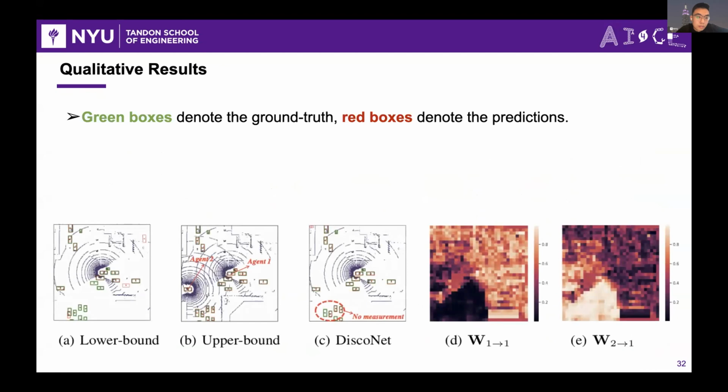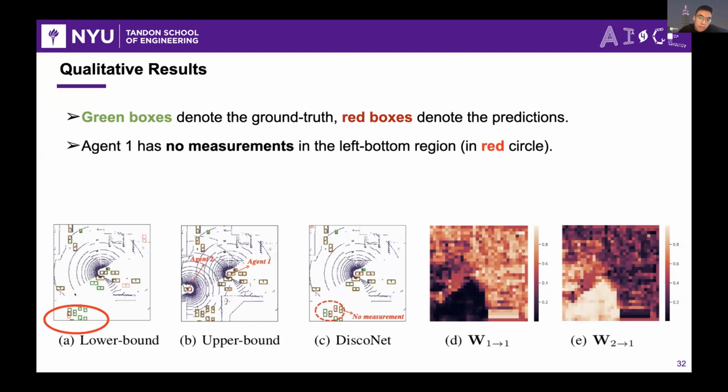And here is something interesting for the qualitative results. You can see that in this figure, the green boxes denote the ground truth, and the red boxes denote the predictions. For agent 1 here, it has no measurements in the left bottom range, which is in the red circle. So in the self edge weight, which means how important its own message is, you can see here is our visualized graph edge weight. The darker color means a lower value, because agent 1 cannot perceive the left bottom range, so it lowers the confidence of the corresponding range.